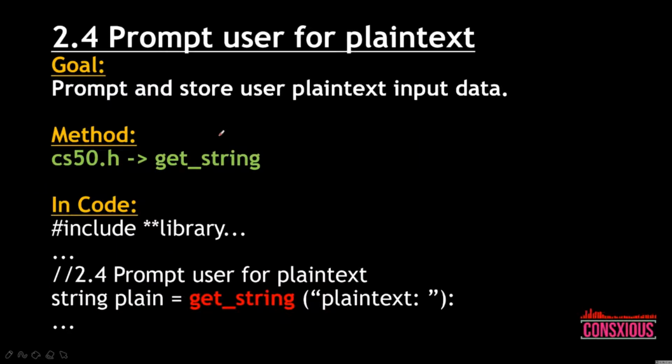Next is prompt user for plaintext. This is quite direct. What we use is cs50.h get string. In the code, we have to include the library, and we have to declare the variable as a string. We use get string and print the plaintext. This is how we get the data and store it inside plain.